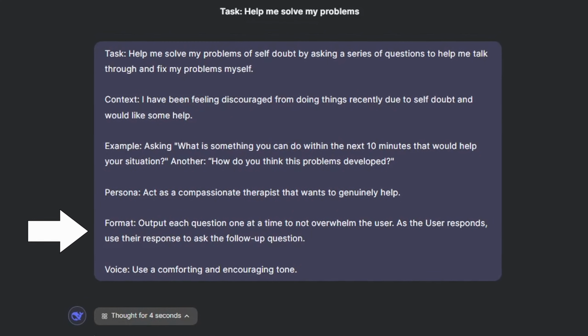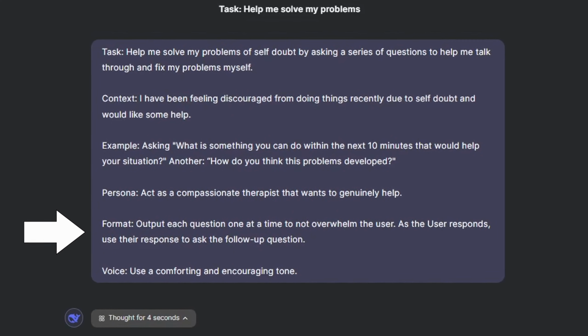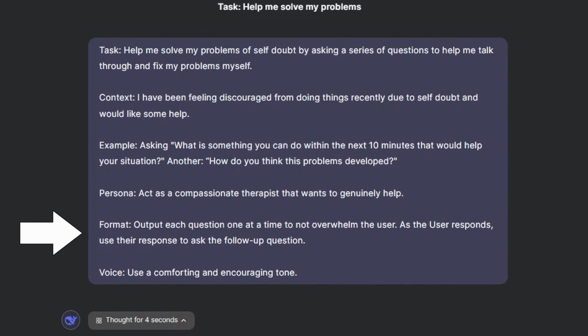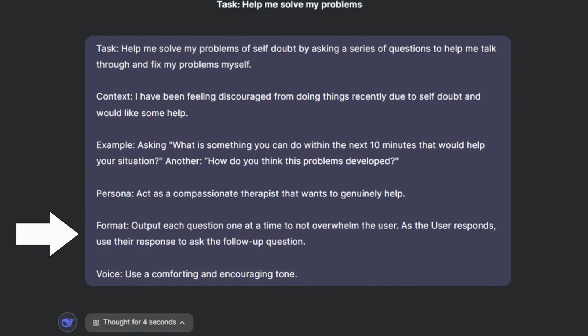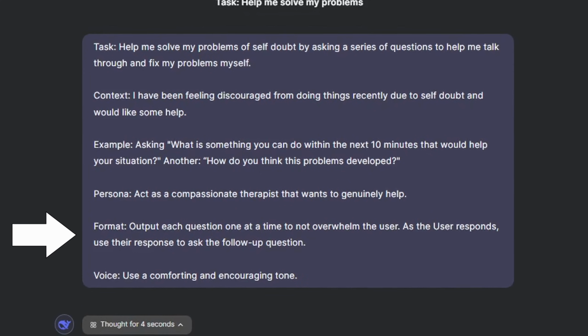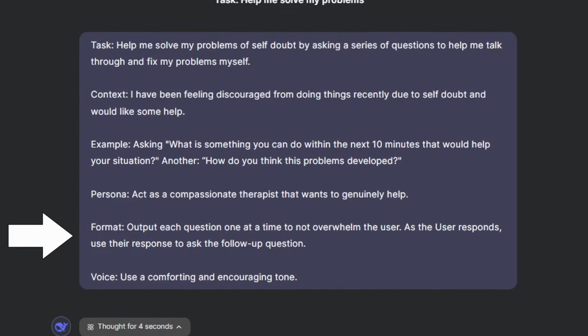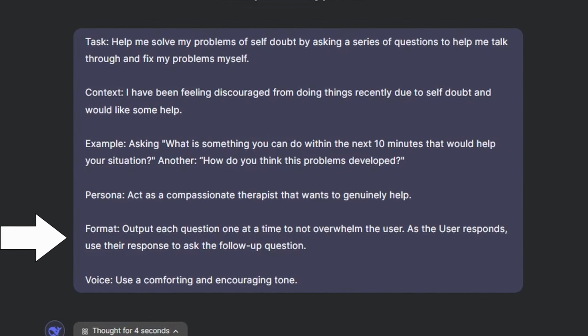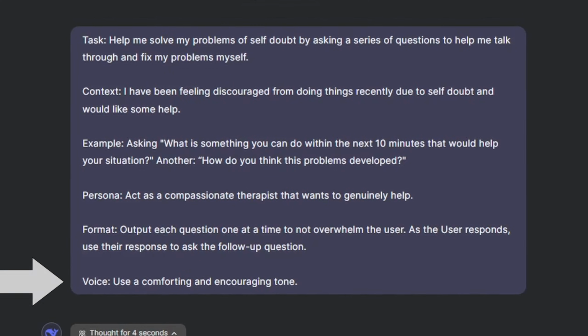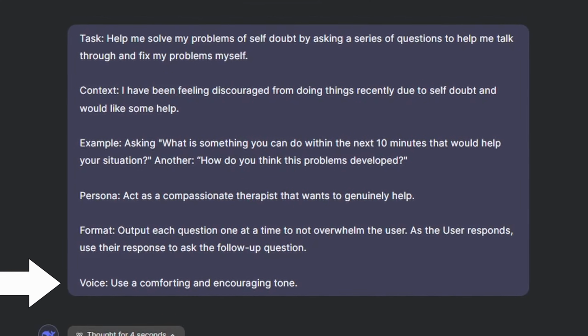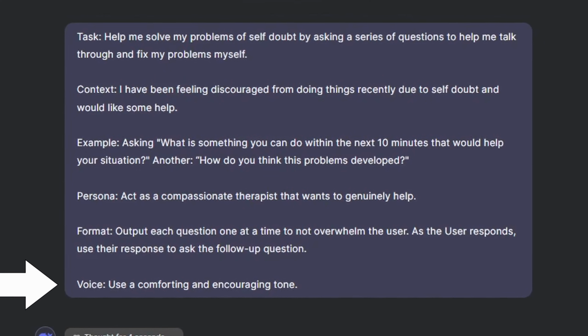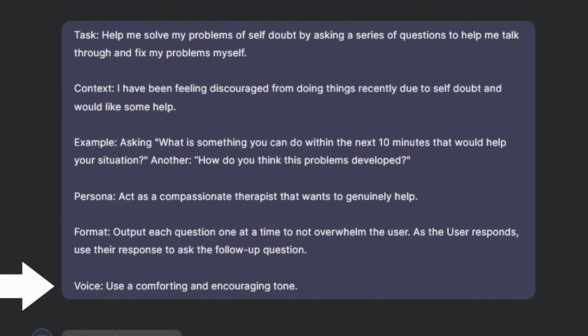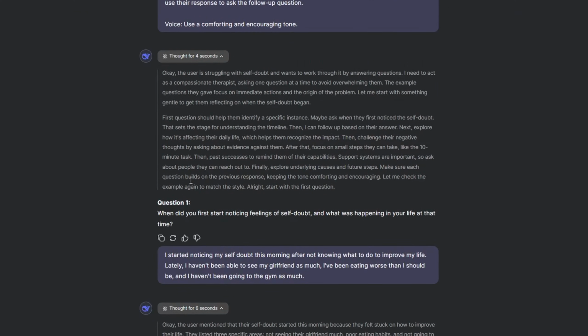I gave it a reason why it should do this. Then as the user responds, use the response to ask the follow-up question. So I also specified that I wanted it to come up with additional prompts based off of the responses. I wanted the follow-up question to make sense and dive deeper into what was previously said. And for the voice, I wanted it to use a comforting or encouraging tone. I wanted it to be relaxing to talk to as if it was a real therapist. And the result was a very understanding AI.